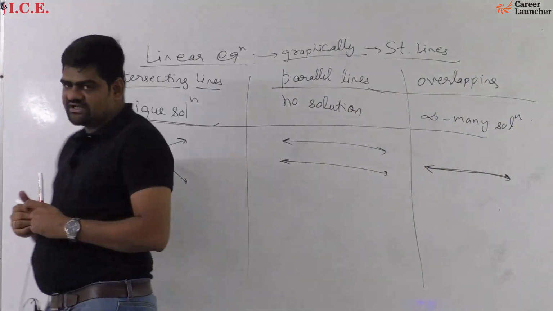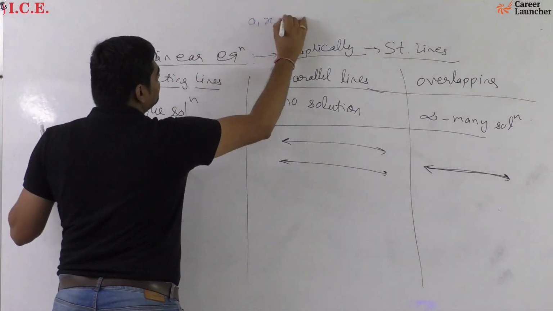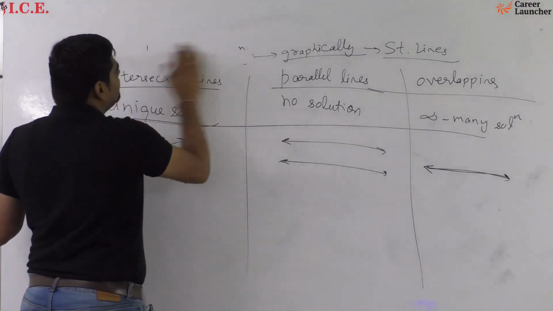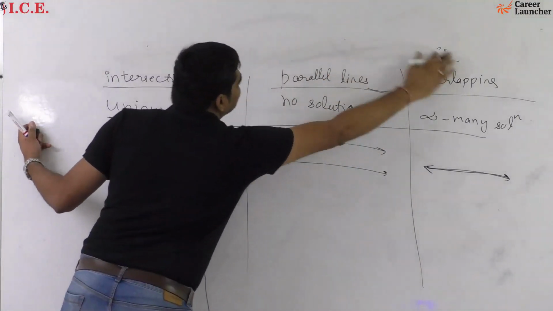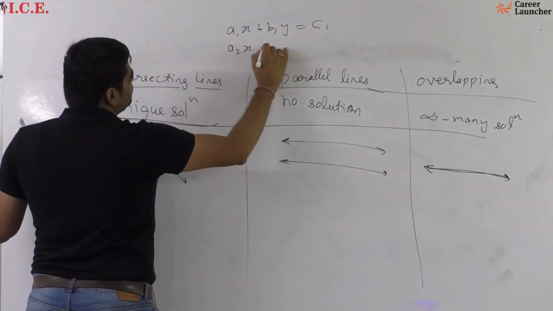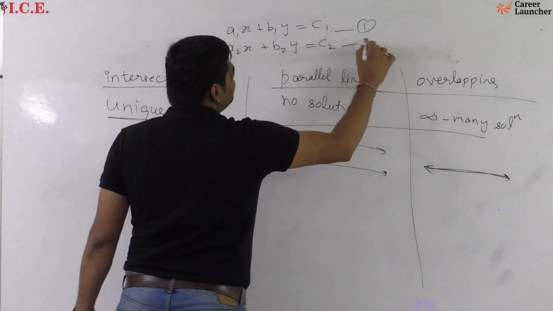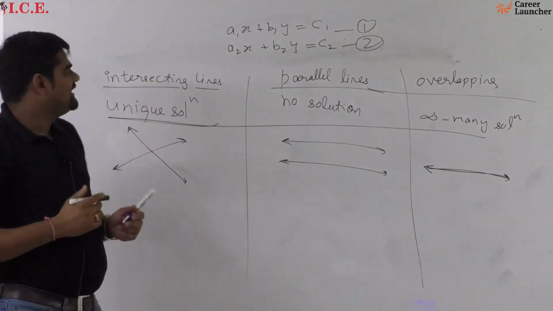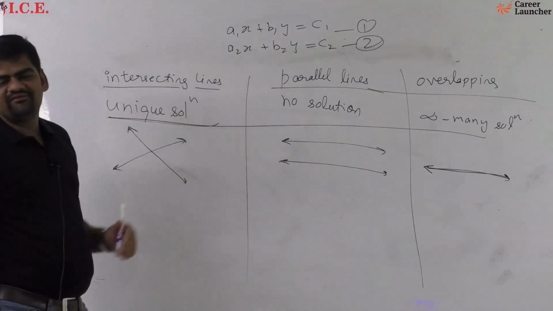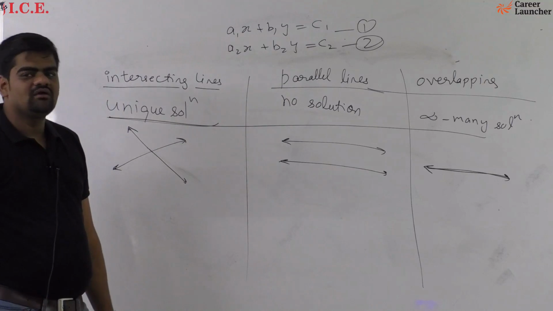Now before you write down, try to understand one important aspect. Let's say your equations are a1x plus b1y equal to c1, and the other equation is a2x plus b2y equal to c2. These are two linear equations, where a1, a2, b1, b2, c1, c2 are constants, right? Looking at these equations, I can always decipher whether the two lines will be parallel, intersecting, or overlapping, right?